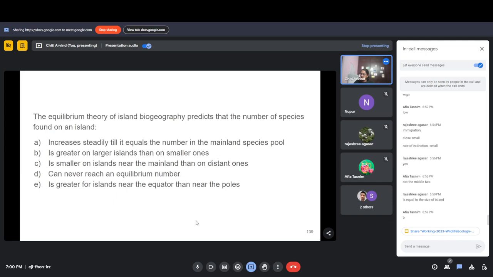Rajshri says B. Nupur says B. Right, so it is B. It is greater on larger islands than on smaller ones, and that is the most correct answer in this given situation.